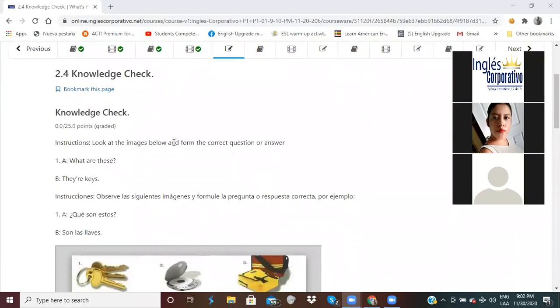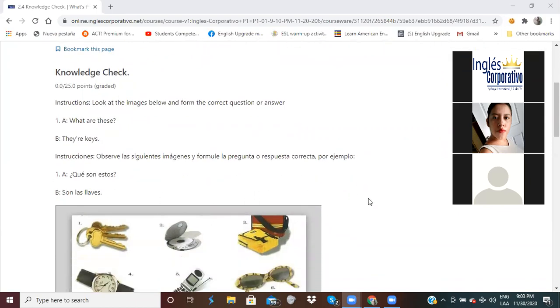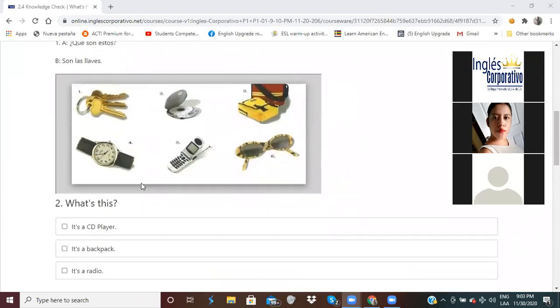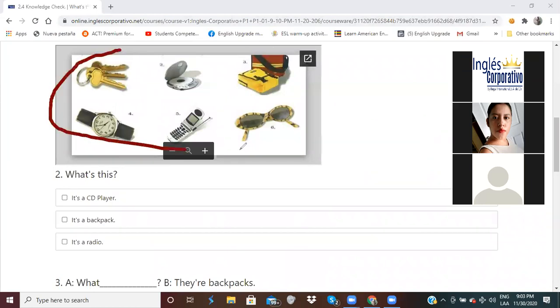Instructions: look at the images below and form the correct question or answer. What are these? They're keys. Instrucciones. Observe las siguientes imágenes y formule la pregunta o respuesta correcta. Por ejemplo, ¿qué son estos? Son llaves. So you're going to be looking at this image and identifying the questions. In pairs. Is everybody ready? Does anybody have any questions? ¿Qué vamos a hacer en esta actividad? Vamos a ver la imagen e identificar la pregunta con la respuesta.